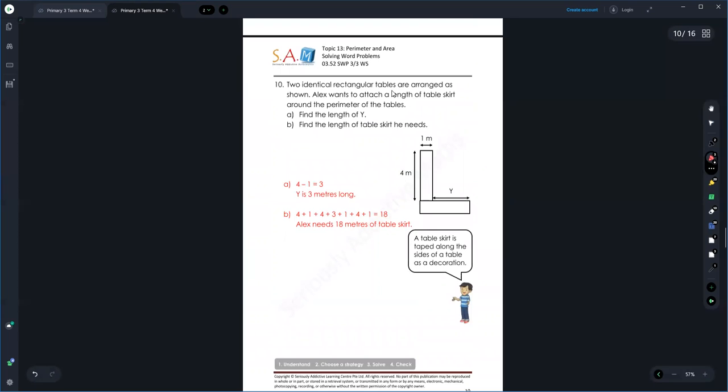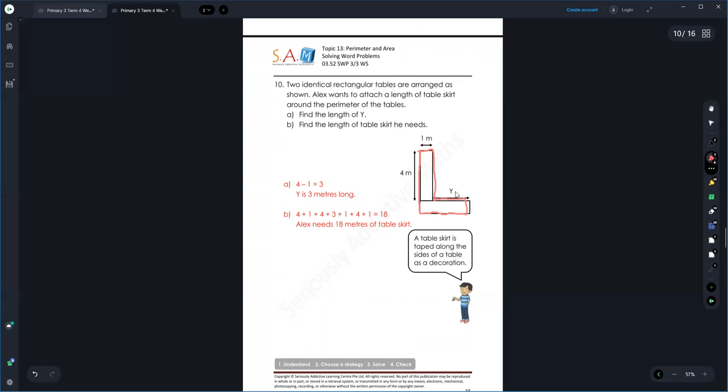Okay, 2 identical rectangular tables are arranged as shown. Alex wants to attach a length of table skirt. What's table skirt? Some of them may not know, but these are table skirting. So it's actually asking, it's actually the perimeter, right? So the table skirt will go around a table like this. Okay, so you might want to show them, right? Get them to visualize. So it's actually finding about the perimeter around.